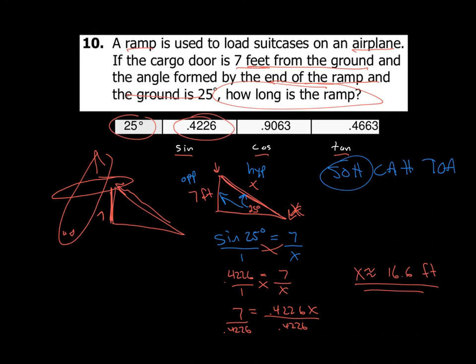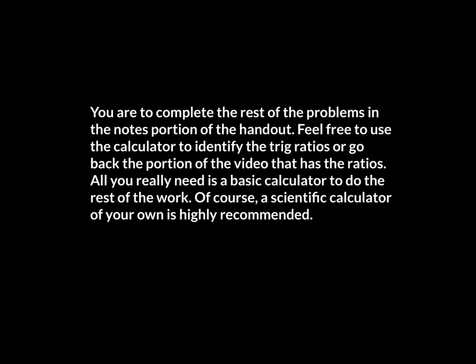Anyway, that being said, you are to complete the rest of the problems that I didn't do in the first and second page, right? So you are to complete the rest of the problems in the notes portion of the handout. Feel free to use the calculator to identify the trig ratios, right? So you can use the sine, cosine, or tangent button on the calculator, making sure you're in degree mode. If you're not sure, come up and ask us, and we can point you in the right direction there.